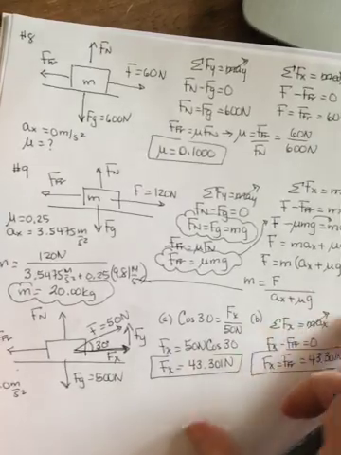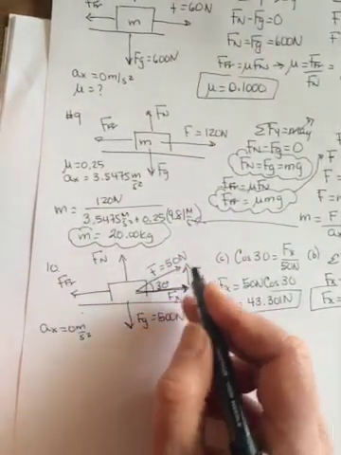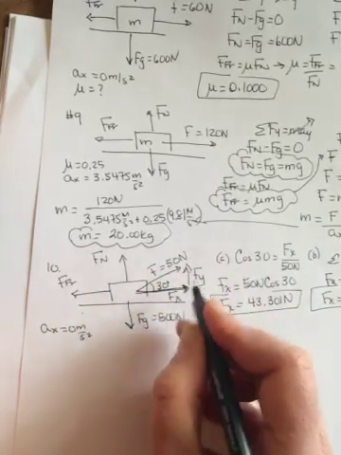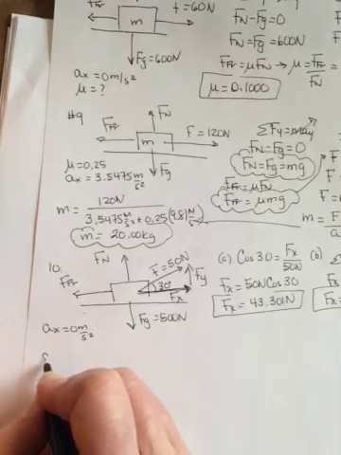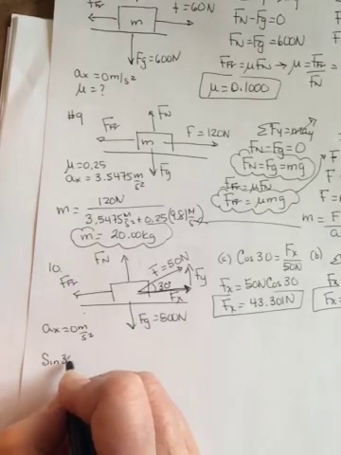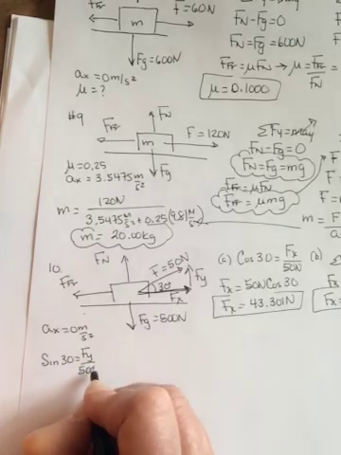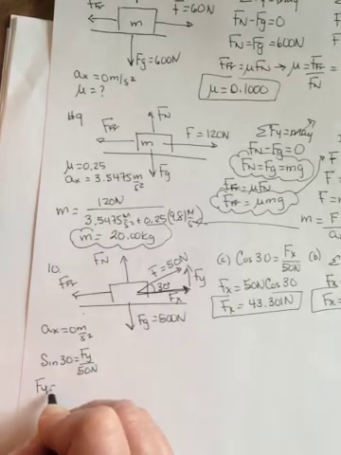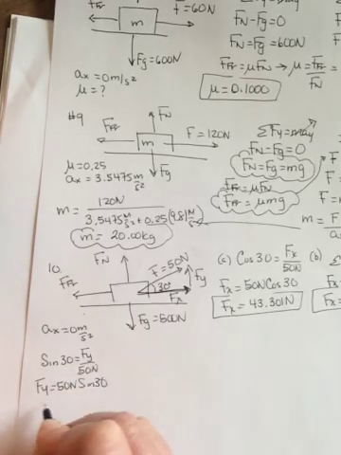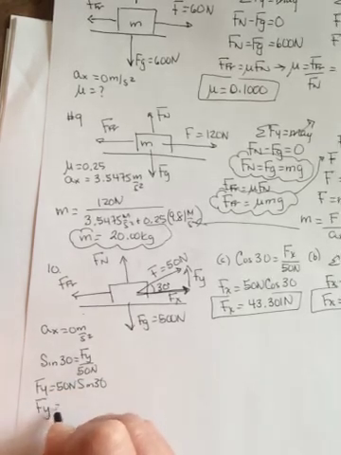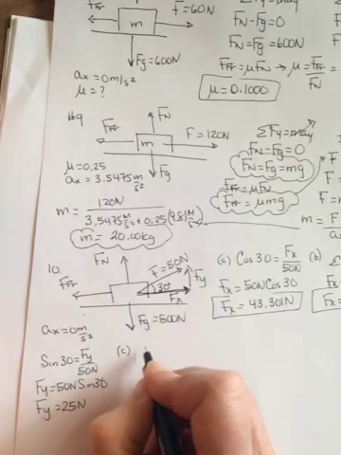C, what is the normal force? So now we need to go to the y direction. And you might want to find the F_y component here before you do that. The F_y component is the opposite side. So sine of 30 will equal F_y over 50 newtons. So F_y will equal 50 newtons sine of 30. So 25 newtons. And now go for part C.